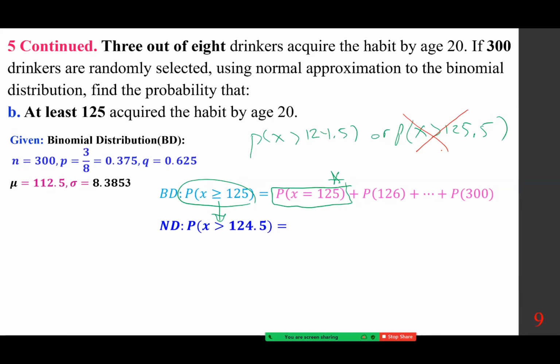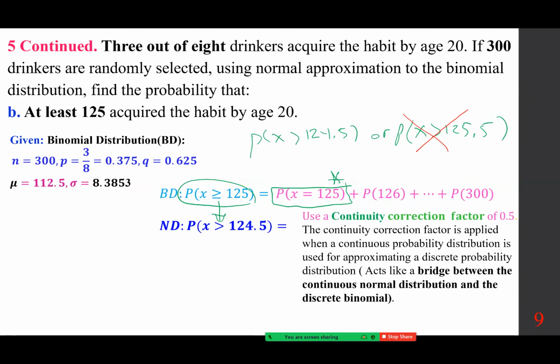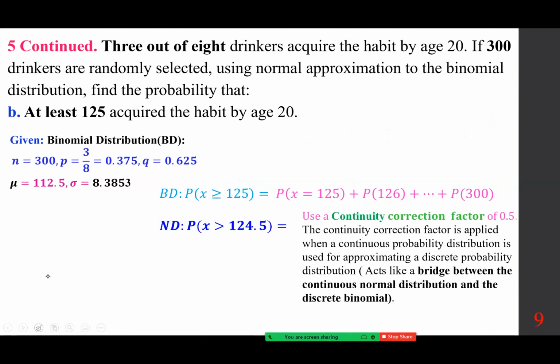Now let's read this one. This is a very important piece of information. First, let me clean up the mess. We use a continuity correction factor of 0.5. The continuity correction factor is applied when a continuous probability distribution is used for approximating a discrete probability distribution. In this case, we are using normal distribution to approximate binomial distribution. This is continuous, this is discrete. So it acts like a bridge between the continuous normal distribution and the discrete binomial.